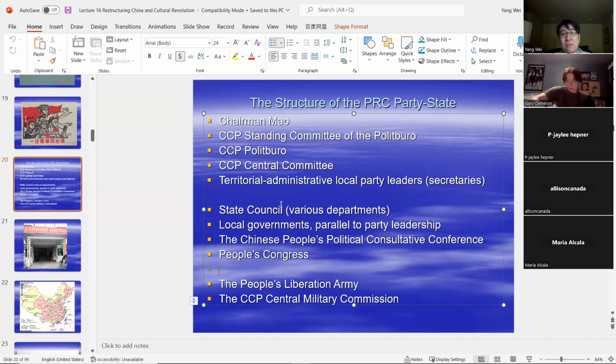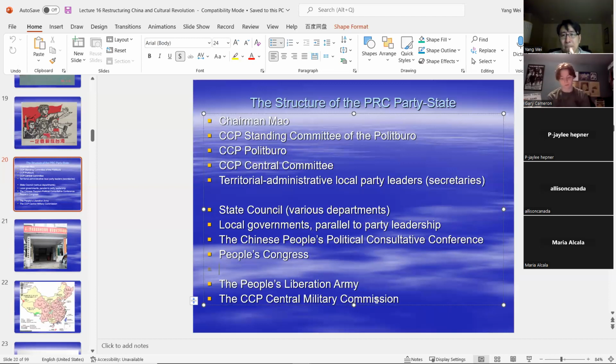By the way, in 1949, Mao was the leader for all these three systems. He's a three-in-one leader. No one can challenge him. He's the party boss, the chairman of the party, the president of the Chinese state, and the chairman of the CCP Central Military Commission.